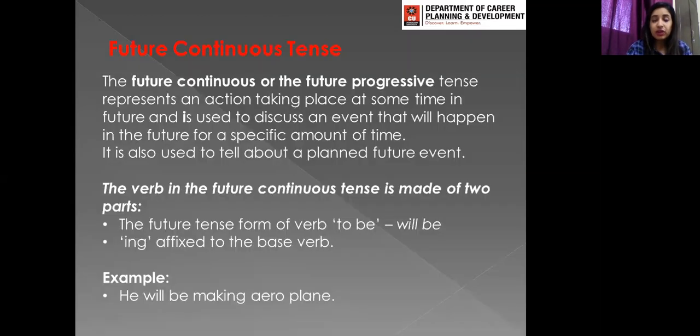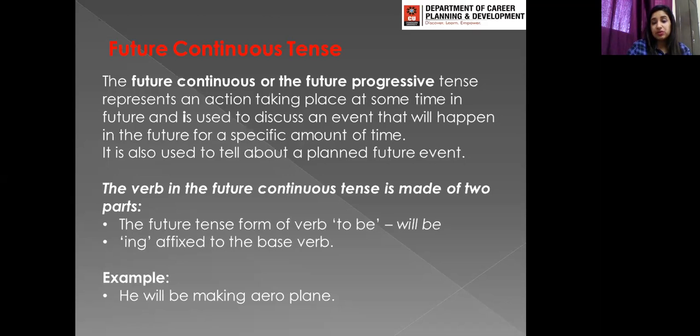Okay, next we are going to talk about the everything over here. We had discussed the future indefinite tense: what is the formation, what is the structure, and then in all the three categories, the affirmative, interrogative, and negative, as well as the uses of the future indefinite tense. Now we are going to understand the concept of future continuous tense. Future continuous or future progressive tense represents an action taking place at some point in the future.